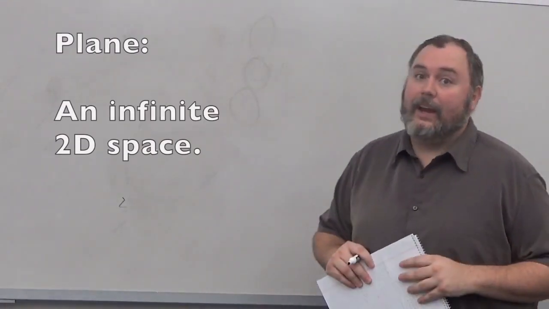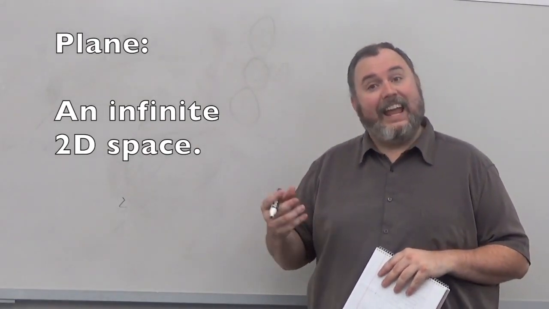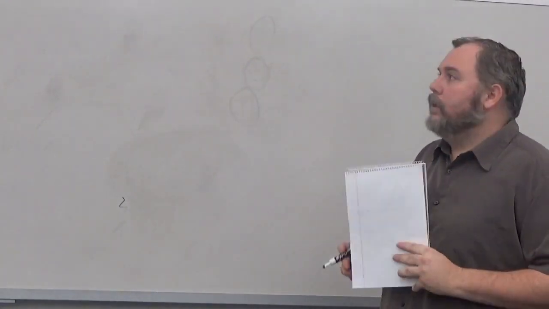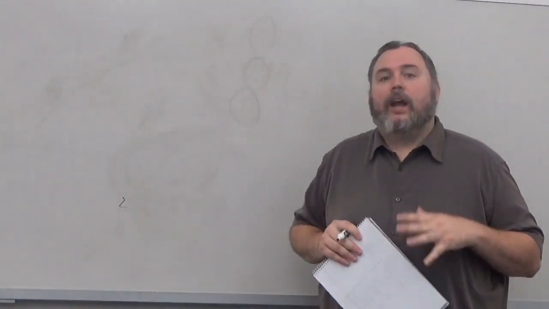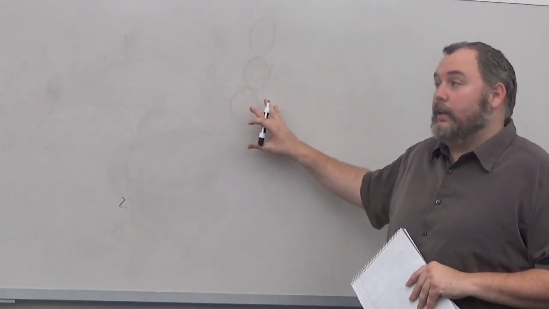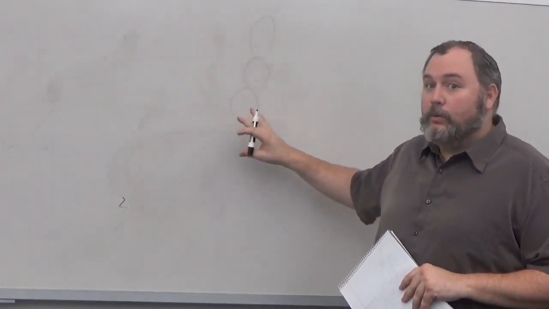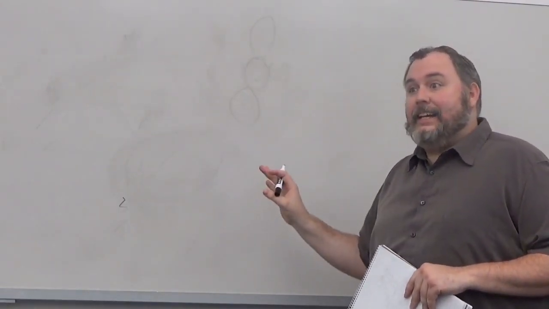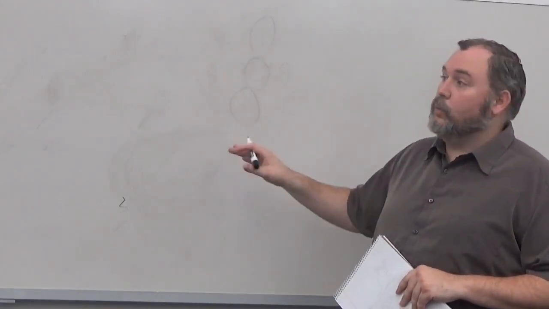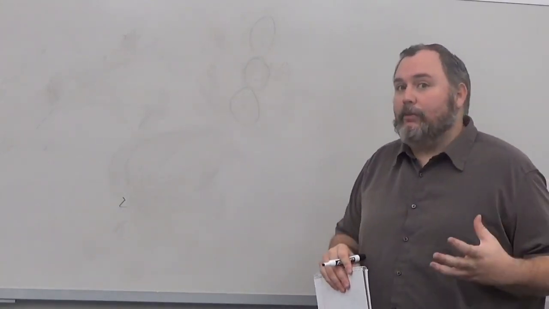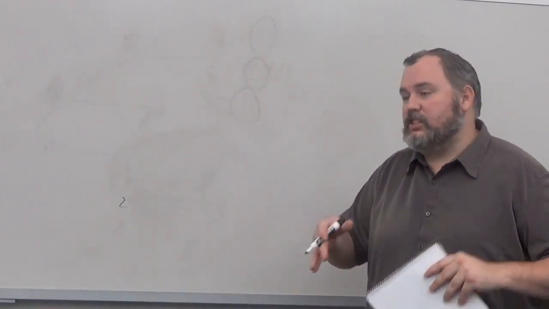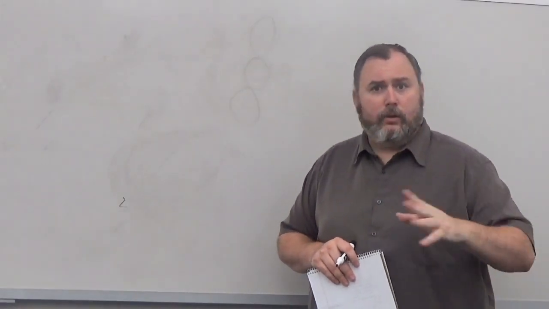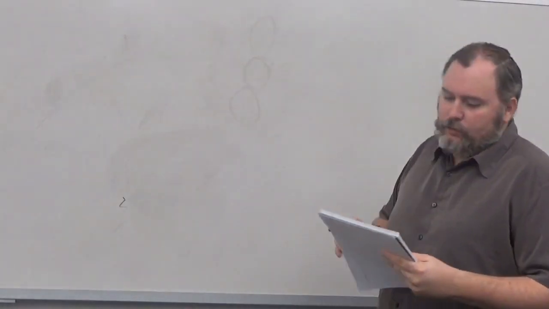Let's start with plane, not as an airplane, but plane, P-L-A-N-E. The definition states it's an infinite 2D space. Alright, best way I know how to describe 2D space is like this whiteboard right here. It's flat. It has no depth to it whatsoever. It just has length and a width. Now, a plane is flat. It only has length and width, but it goes on forever. It just never stops. It just continues to go. And I know that's a hard concept to wrap our brains around, so I'm not going to talk about it anymore.